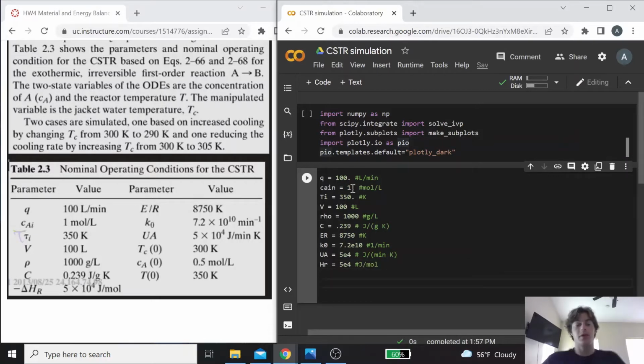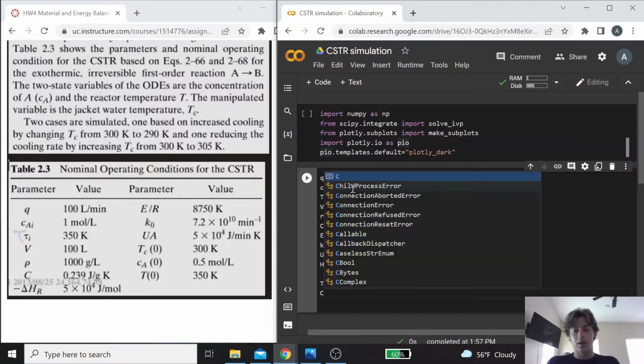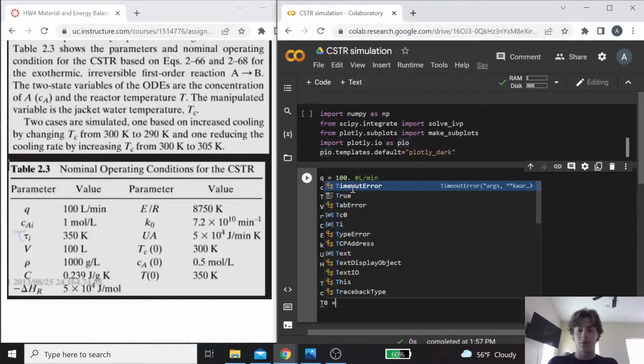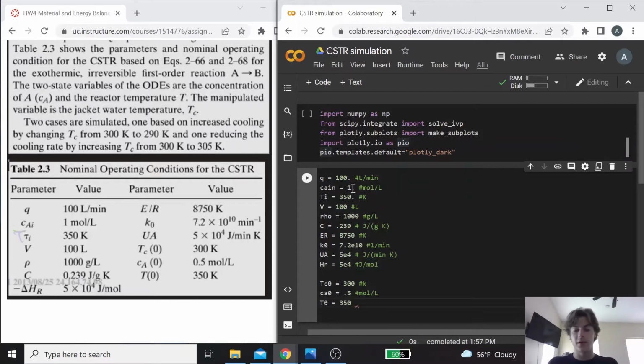So now I'm also going to put in the initial coolant temperature, the initial concentration in the tank, and the initial temperature in the reactor. So TC0 is 300 kelvins. The concentration of A initially is half a mole per liter. And the initial temperature in the reactor is 350 kelvins.